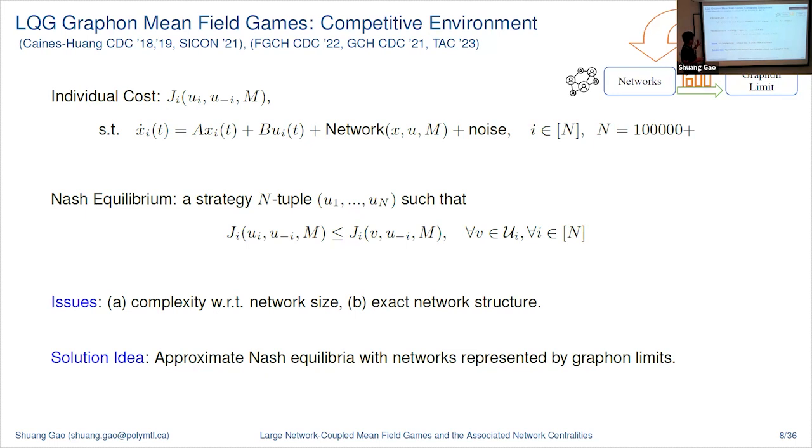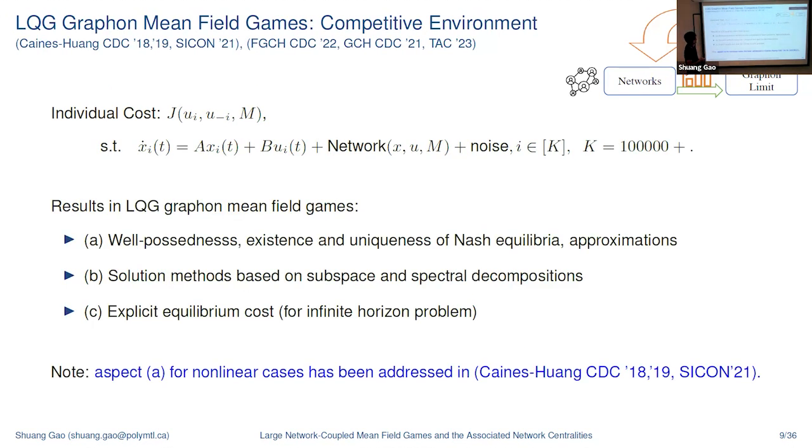The issue with this solution at this stage is that the complexity of identifying the equilibrium scales up with respect to the network size. The second complexity is that you always need to know the exact network structure. So the solution idea of using graphon is just to figure out some approximate Nash equilibrium where the networks are represented by the graphon limits.